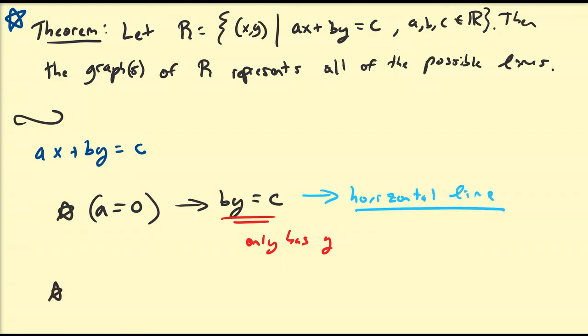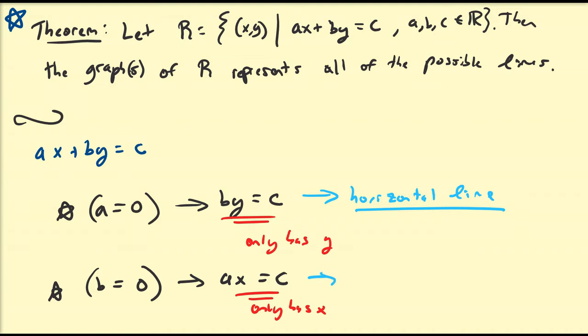Let's consider another special case, the case where b is equal to 0. In that case we get the equation ax = c. This equation only has x. So what type of line only has x in it? This is going to correspond to a vertical line.